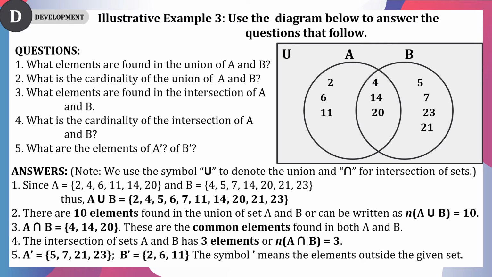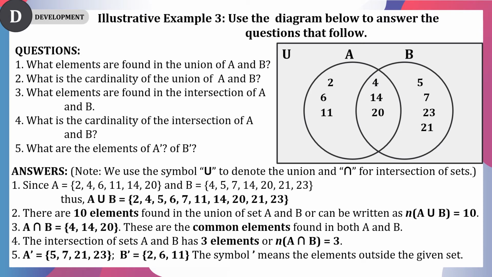Answer. Since A is equal to the elements 2, 4, 6, 11, 14, and 20, and B is equal to the elements 4, 5, 7, 14, 20, 21, and 23, thus, A union B is equal to the elements 2, 4, 5, 6, 7, 11, 14, 20, 21, and 23. The union is simply the combination of all the elements present on the given set.